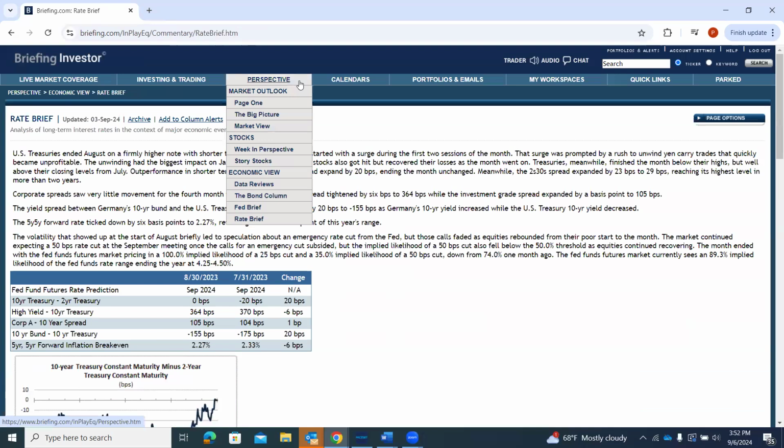We hope you enjoyed this brief overview of our Perspective section. Our next installment in this introductory series will include a brief overview of the Calendars section.